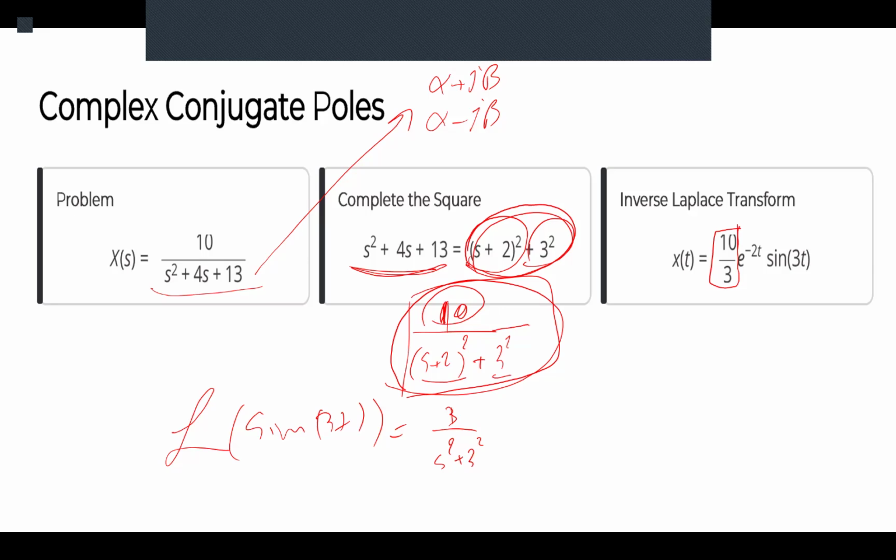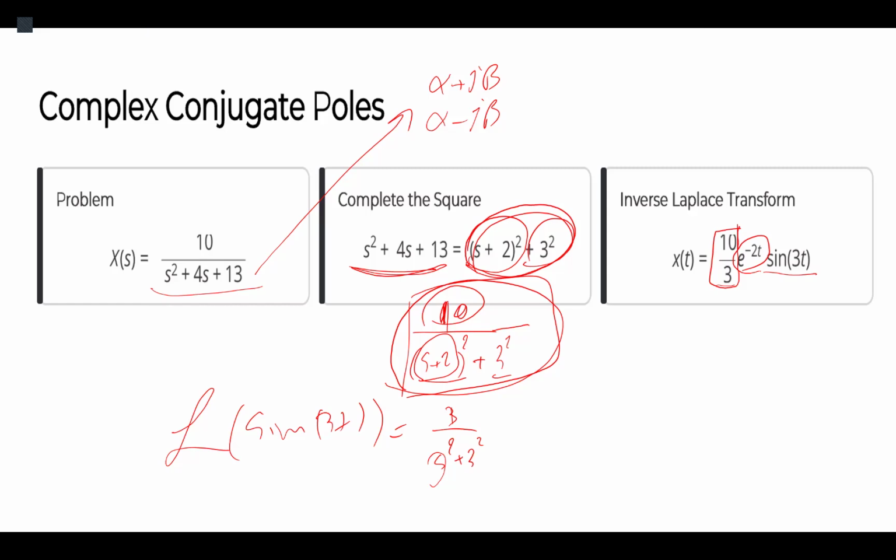Now, again, another difference is that s is that time shift. So we need to also include some e to the minus 2t in our Laplace inverse. So what's happened is that we have a coefficient 10 over 3 e to the power of minus 2t because of the time shift, and the general function is sine of 3t. Do you get where I get here? How I get here? Are we good? Any question?